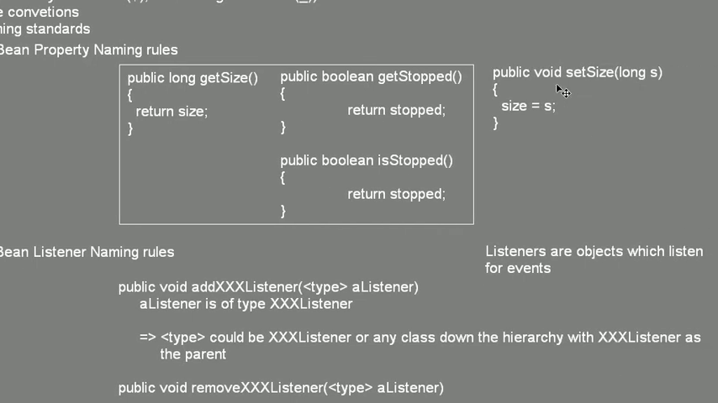This is an example of a setter method. They are public too. They have a void return type. They take in an argument, which is of the type size. So size is long, so is s. So you assign s to size. So that's a setter method.